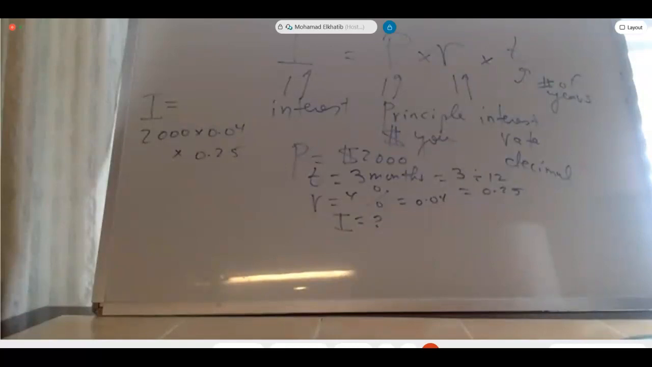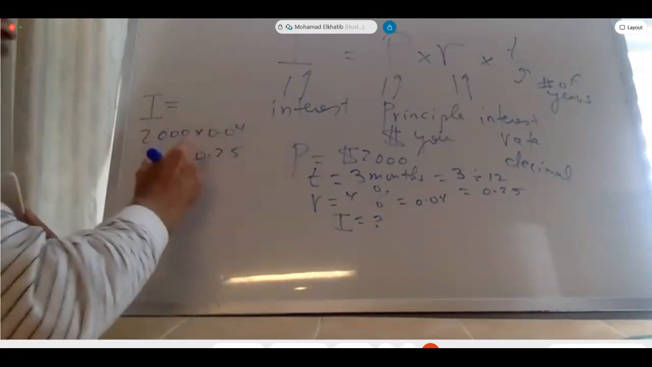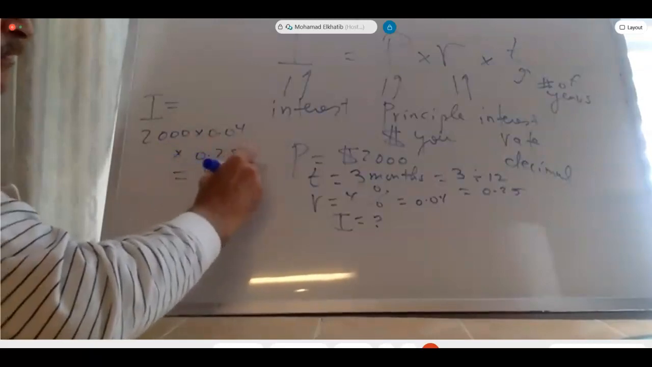So now what we're going to do is go to the calculator. Now I'm going to do 2,000 times 0.04 times 0.25. And guess what? I only pay $20 in interest.